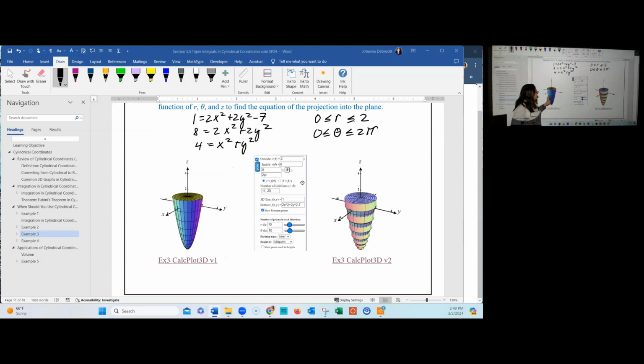Let's take a look at what it would look like on CalcPlot 3D. On CalcPlot 3D, you can see that I've graphed it as a region where r goes between 0 and 2, and theta goes from 0 to 2 pi. The top of my surface is the plane z equals 1, and the bottom is the paraboloid written in terms of x and y for CalcPlot 3D.